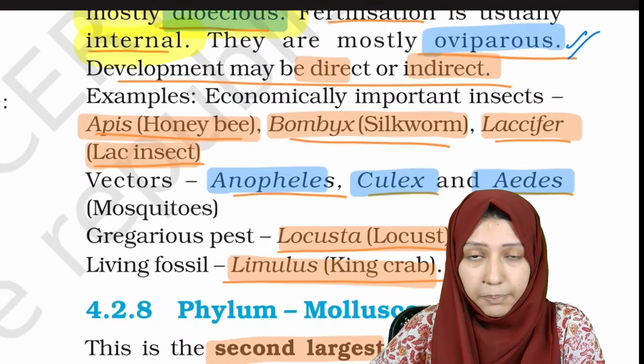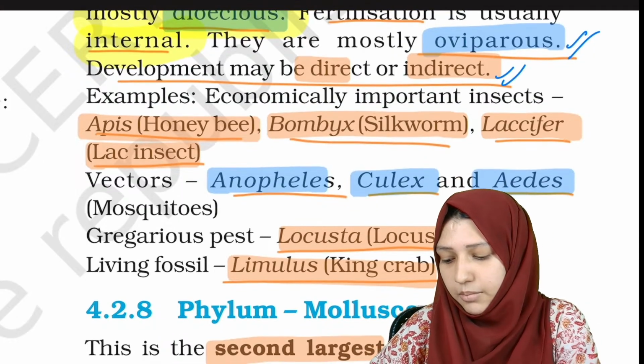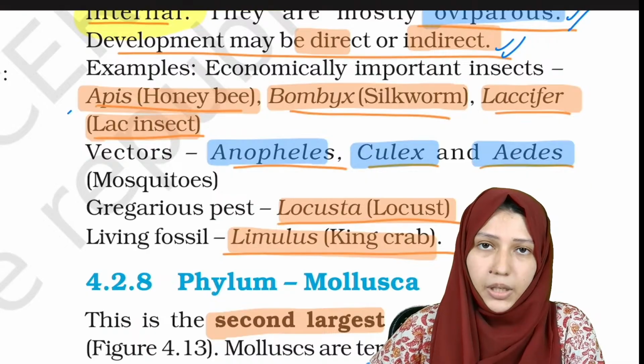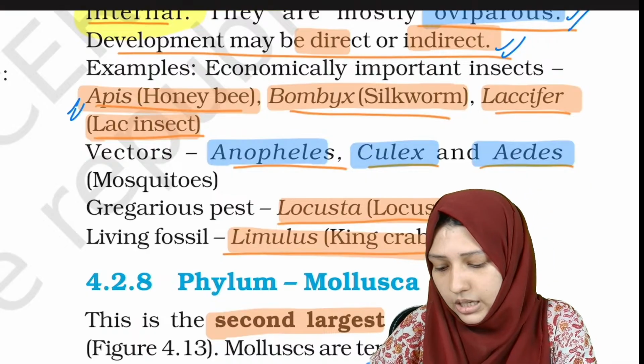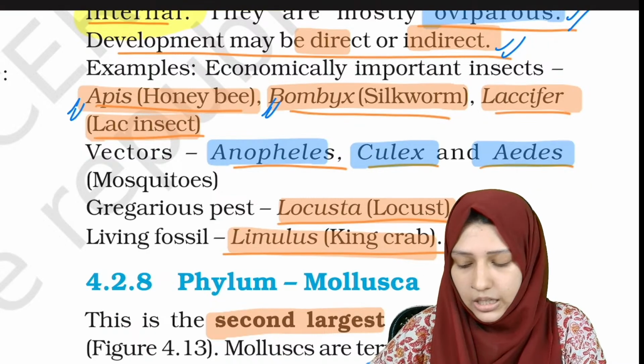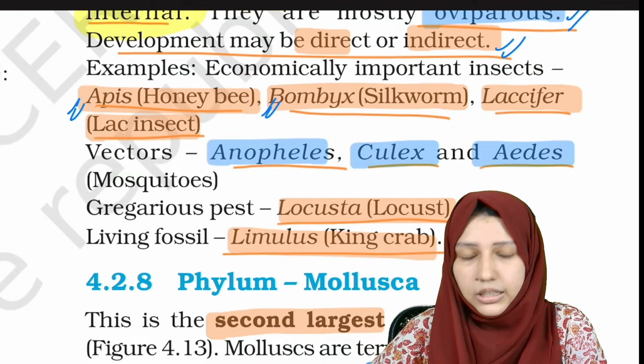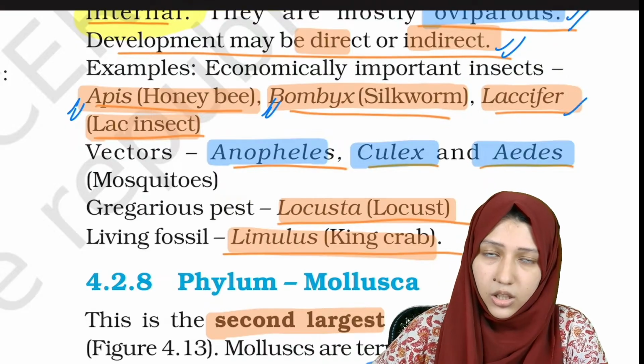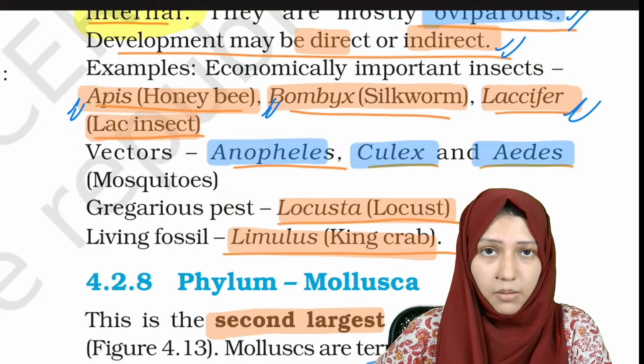And now what are the important examples? The important examples are Apis, which is honeybee. Bombyx is silkworm. Apis is honeybee, Bombyx is silkworm, and Laxifer is lac insect. Just remember the examples because examples are important.